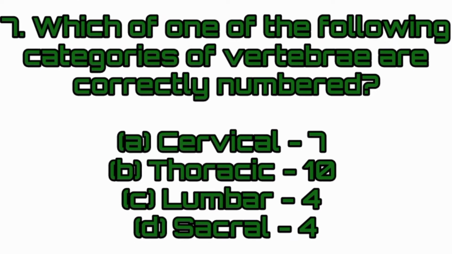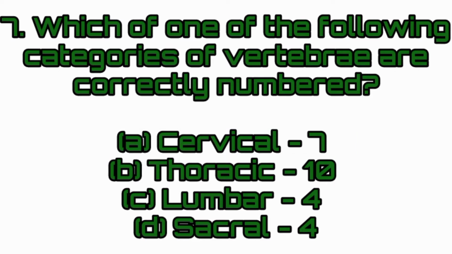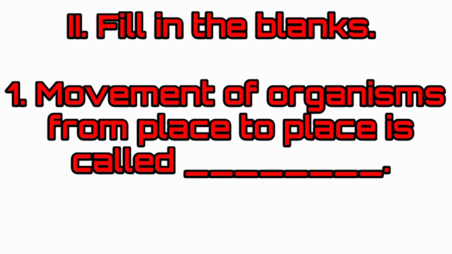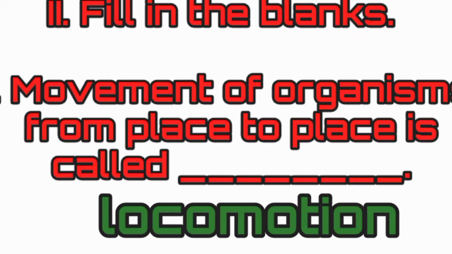Which one of the following categories of vertebrae are correctly numbered? Answer option A, cervical 7. Fill in the blanks. Movement of organisms from place to place is called dash. Answer: locomotion. Movement of organisms from place to place is called locomotion.